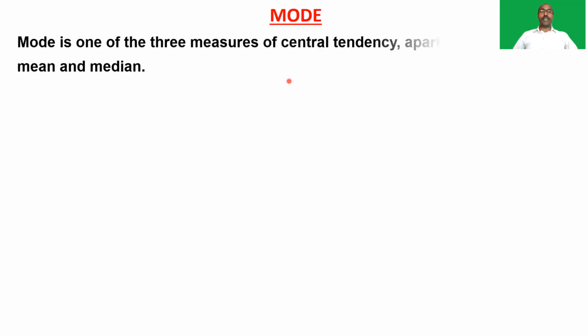Before going to learn that, let us rewind the points we have learned in previous standards about mode and how to find the mode of ungrouped data. Our concept is mode. Mode is one of the three measures of central tendency apart from mean and median. But how to find the mode of ungrouped data?